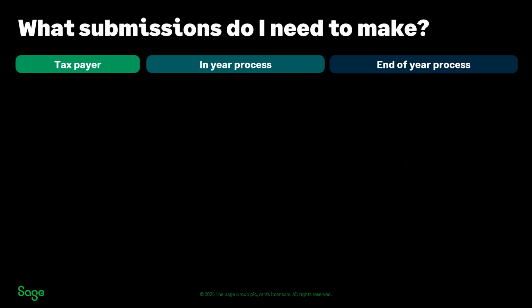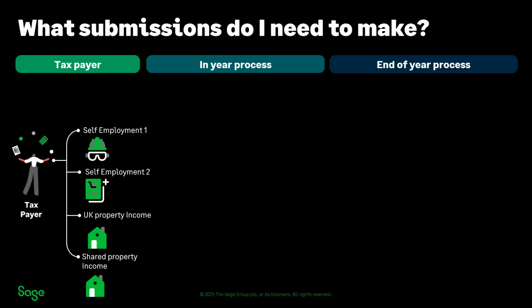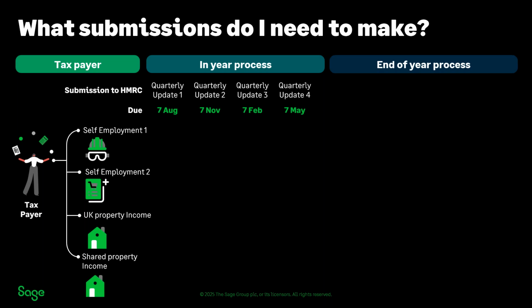So let's take a look at the whole picture from start to finish. Here we have the taxpayer. Let's call him Joe Bloggs. Joe Bloggs has 2 businesses, 1 UK property solely owned that he rents out, and then a property he has shared ownership with his brother, where he also has rental income. He adheres to the standard periods, so aligned with the tax year.